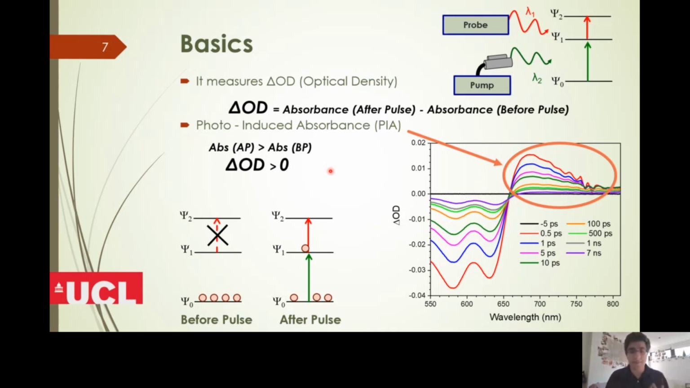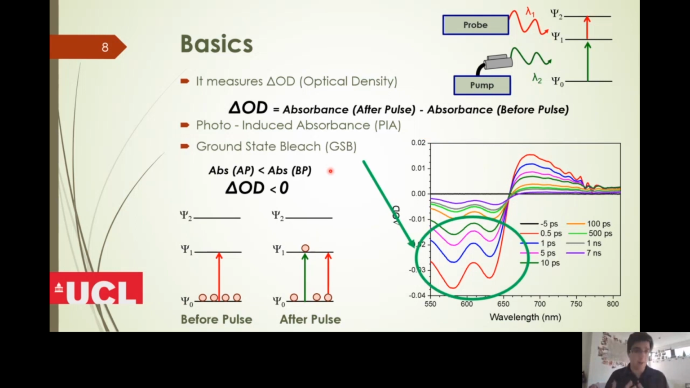For example, if we focus on the ground state bleach, what is ground state bleach? It is when the probe wavelength is exactly the same as the wavelength where your material has ground state absorbance. Before the pulse, you have all your states in the ground state because you don't have any excitation. So if you probe at the wavelength of the absorbance, you are going to absorb light. Your absorbance before the pulse is going to be positive.